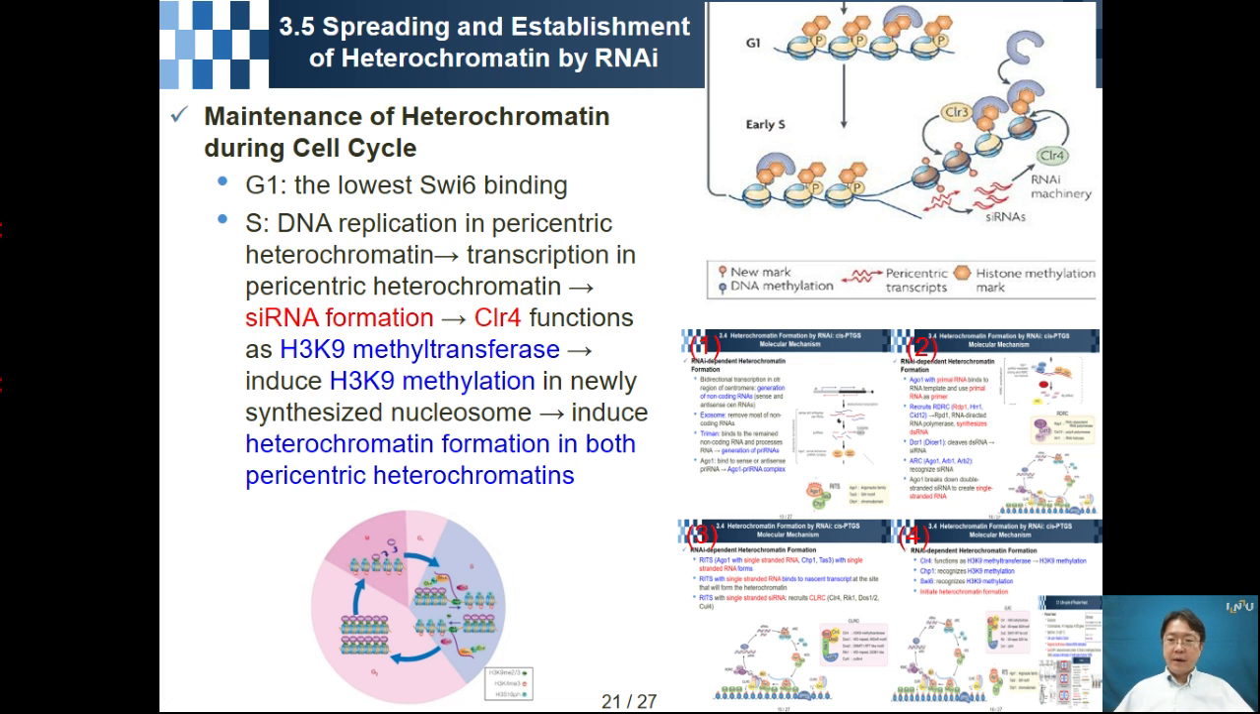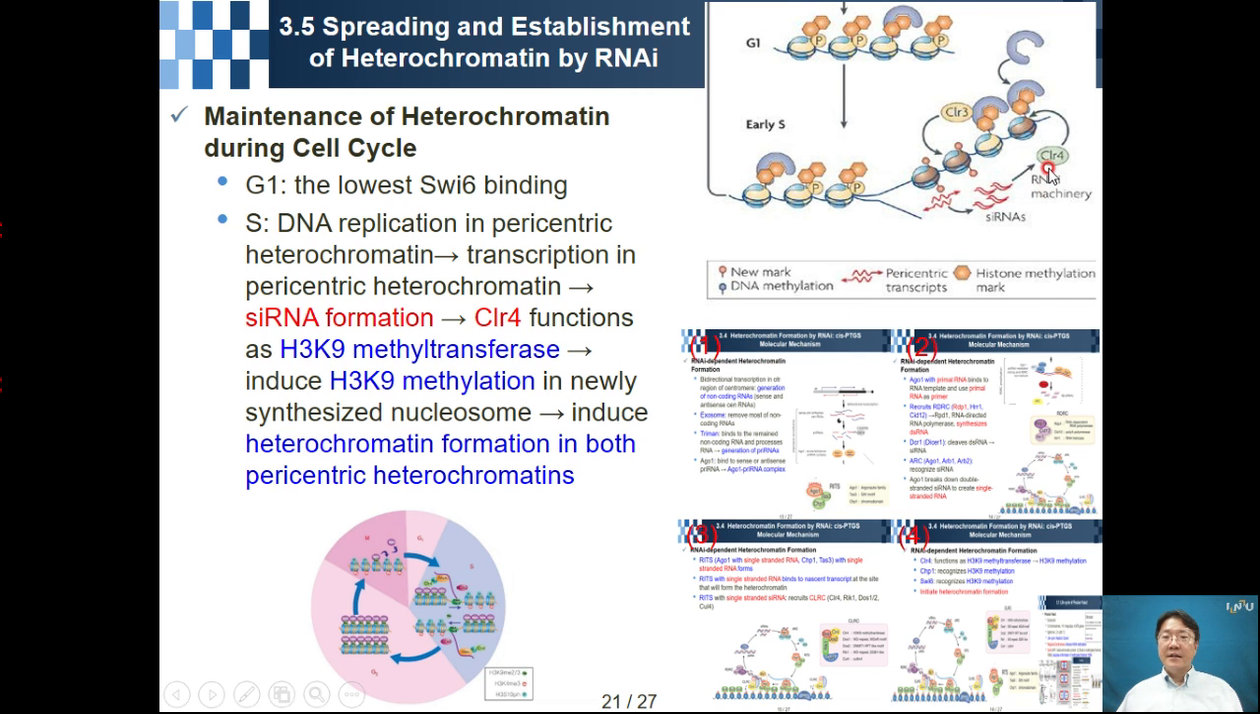After they finish G1 phase, they go to the S phase. During the S phase, DNA replication happens in the pericentric heterochromatin region, and transcription also happens in the pericentric heterochromatin region. After transcription, non-coding RNA is synthesized. After several processes, it will make the siRNAs. We already covered all of the procedure in the previous slides 1, 2, 3, 4.